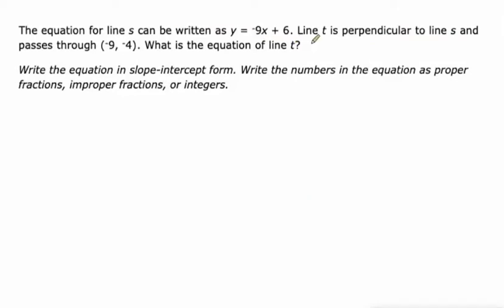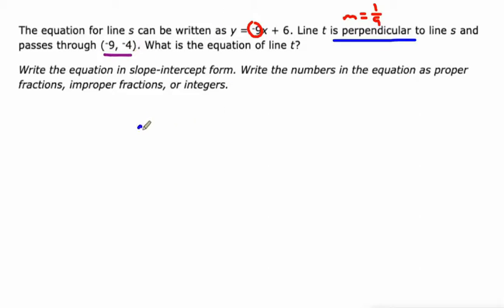All right, here's another one. T is perpendicular to S. Perpendicular. Okay, that means its slope is going to be an opposite reciprocal of this negative 9. So instead of negative, it's going to be positive. Instead of 9 over 1, it's going to be 1 over 9. And it travels through the point negative 9, negative 4.